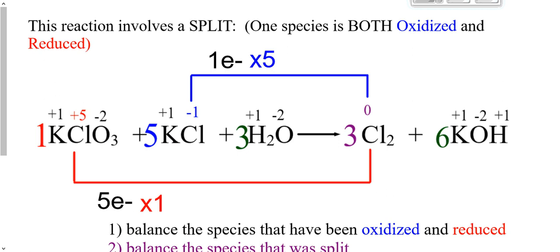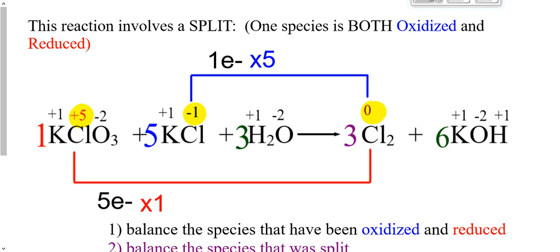This is an example of a split reaction. You'll notice that I started with all the same starting steps. I've assigned my oxidation number. We notice this becomes a split because I find out that the only species whose oxidation number changed was the chlorine. Before the reaction, chlorine in this species is +5, and in this species is -1. After the reaction, chlorine is at a 0.